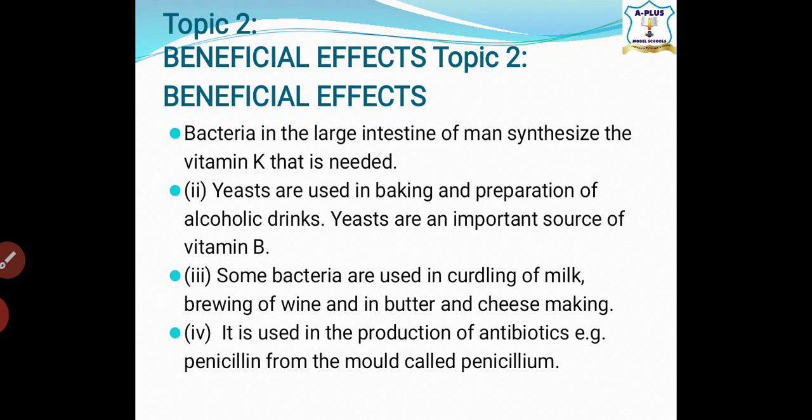Another one is yeast. Yeast are used in baking and in the preparation of alcoholic drinks. Almost all the alcoholic drinks that we take, yeast is used to bake and prepare them. Yeast are also an important source of vitamin B. What does vitamin B do? It helps to promote and support our cells. It builds blocks of a healthy body. So all these are the functions of vitamin B. You can see how important yeast is to human beings.